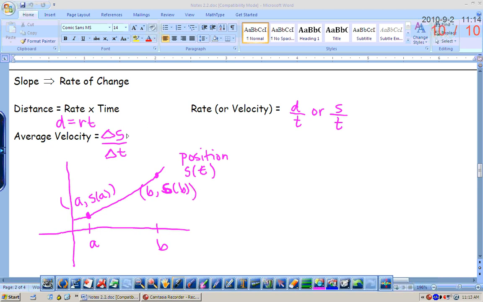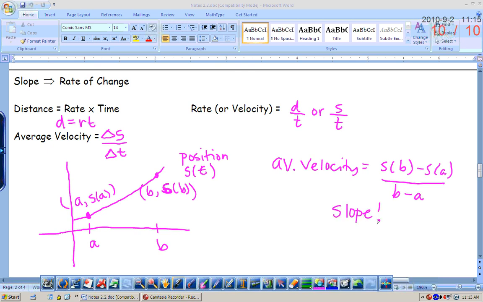So if velocity is the change in position over the change in time, then the average velocity, your change in position is s of B minus s of A. And how can I represent your change in time? B minus A. Okay, what does this look like? The slope formula. Good. Okay, and so basically slope or velocity is the rate of change of your position. So your average velocity is just the average slope of your position.